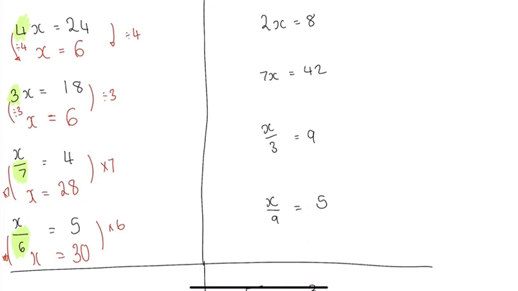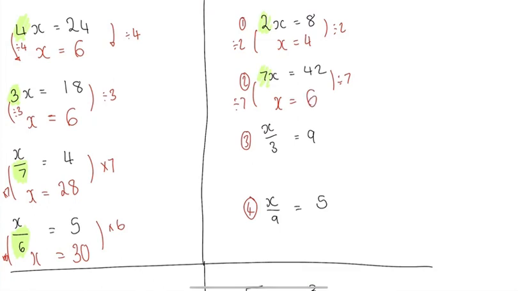Could you now have a go at applying that knowledge into these 4 questions here? So pause the video and have a go. Press play when you're ready to give your answers a mark. Now for this first one, you should have got x equals 4 because you divide both sides by 2 to get rid of that 2. This one here, we want to get rid of the 7, so we've got to divide both sides by 7, which gives us x equals 6.